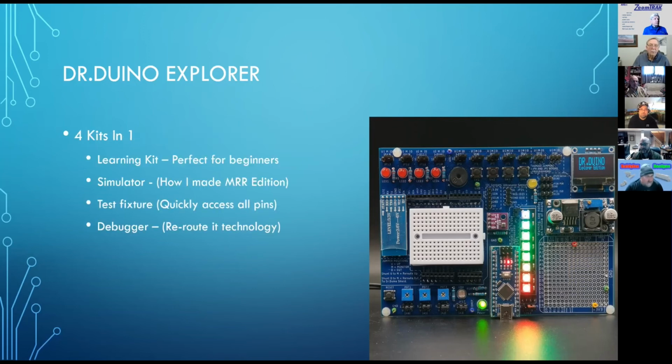So the Dr. Duino Explorer is actually four different kits in one. It's a learning kit, which is great for people who are just getting started. It's a simulator. It's actually how I was able to create the Model Railroad Edition. I'm going to show you a depot that I came up with, which is all being controlled by just this. It's a test fixture, which allows you, as you really start to develop stuff, to quickly access all of the pins of this microcontroller, this little thing here in the middle, because sometimes you want to be able to measure what's happening. So it breaks all of these out. And then it's a debugger, which helps you identify very quickly if you have a hardware problem, meaning wiring, or if you have a code problem. There are just these jumpers all around the board here.